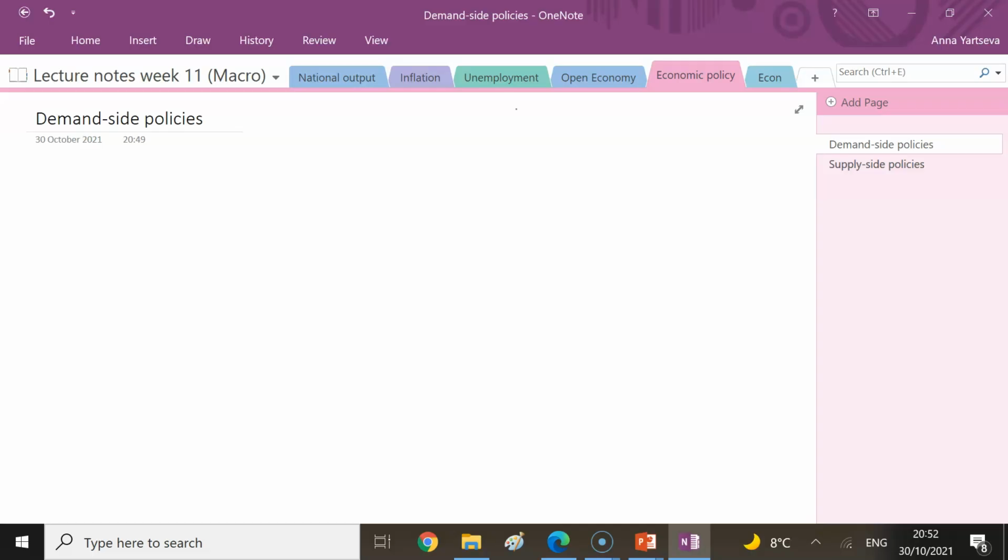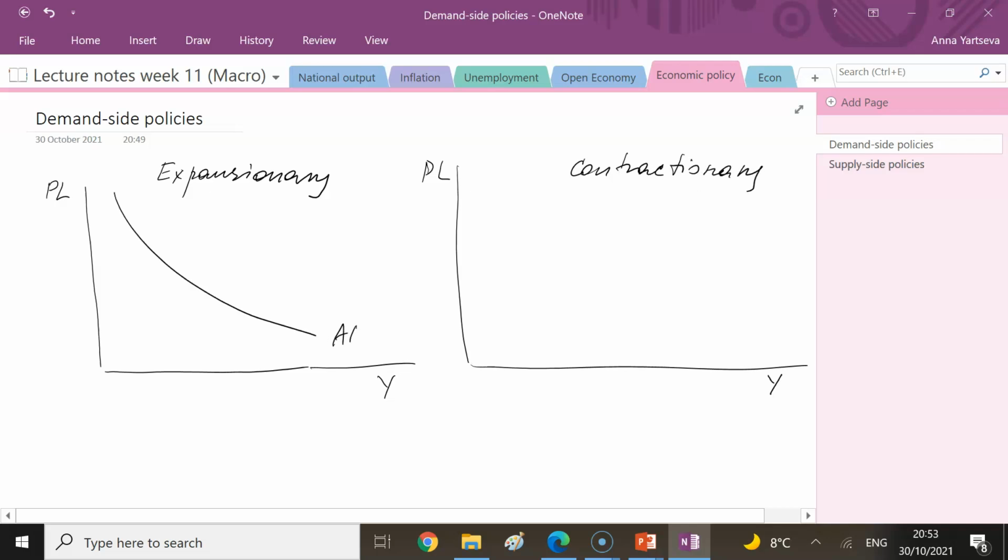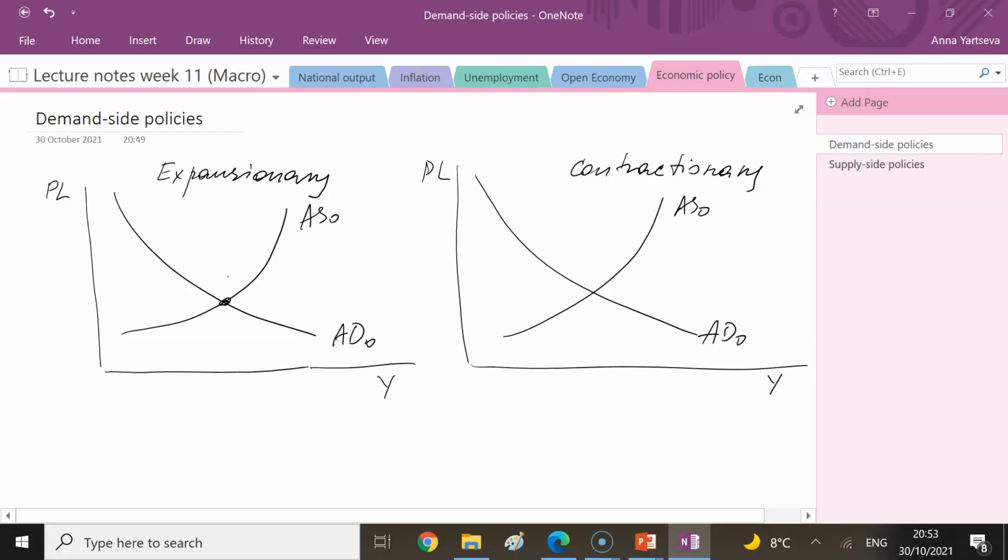Let's use our aggregate demand, aggregate supply diagram. We have price level along the vertical axis and national output or GDP, national income, along the horizontal axis. We'll sketch two cases. The first case will be expansionary policy, and another one will be contractionary. We have a certain original aggregate demand curve, aggregate demand 0, in both cases. We have a certain aggregate supply curve, again the starting point, and the starting equilibrium, let's call it point E0, in both cases.